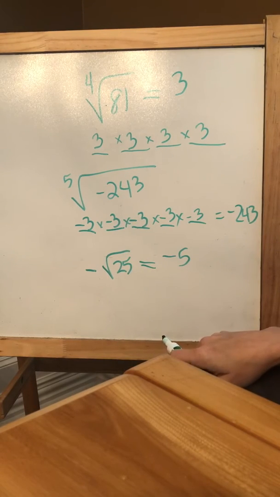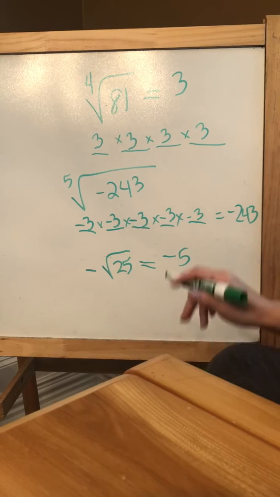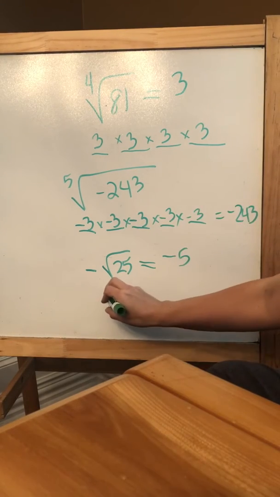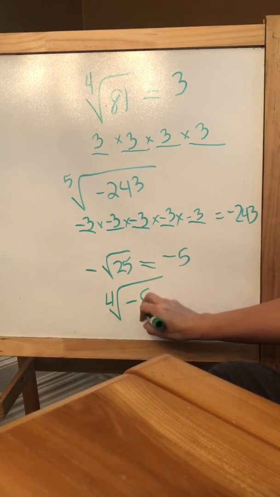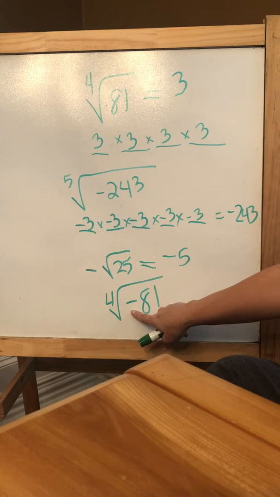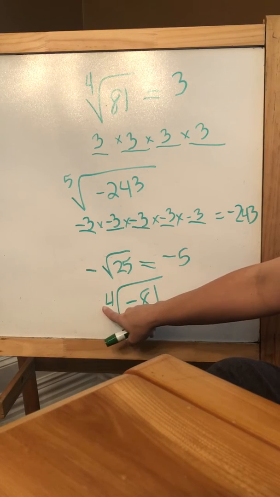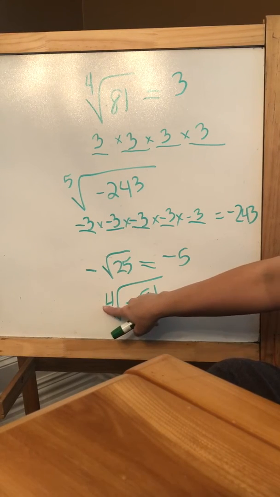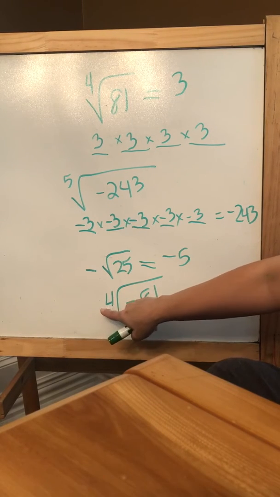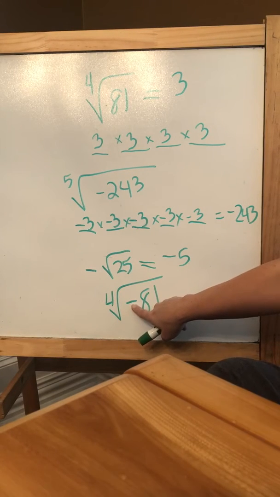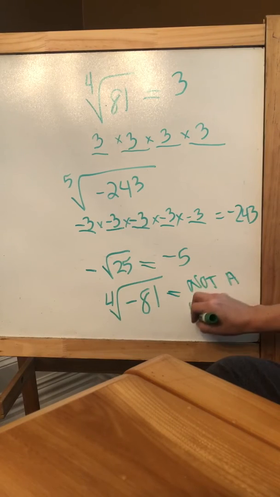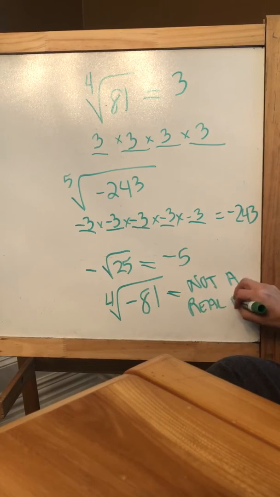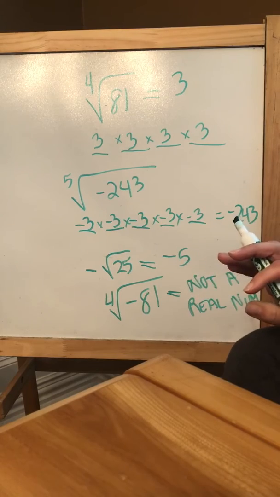Okay, how about this one? Okay, we have a negative here. The first thing you do is look over here at what you are taking the root of, and it's 4, so it's an even number, so you cannot have a negative under here with an even number, so this is not a real number. All right, okay, one more example.